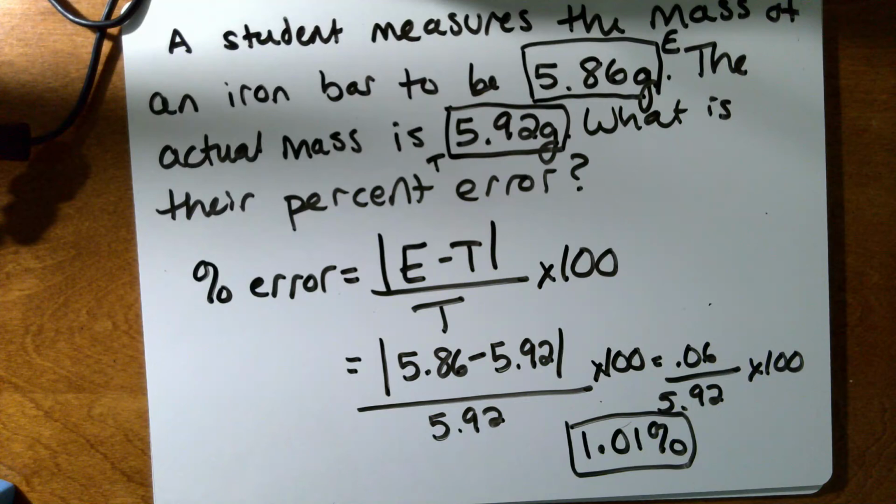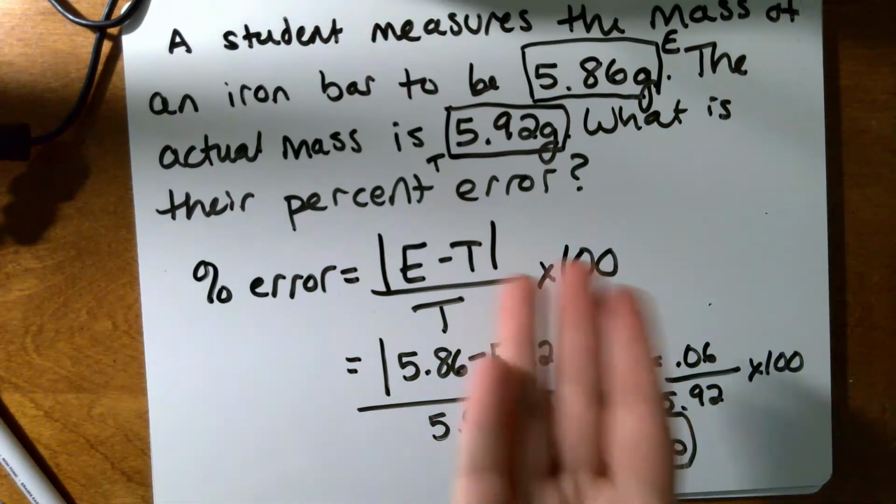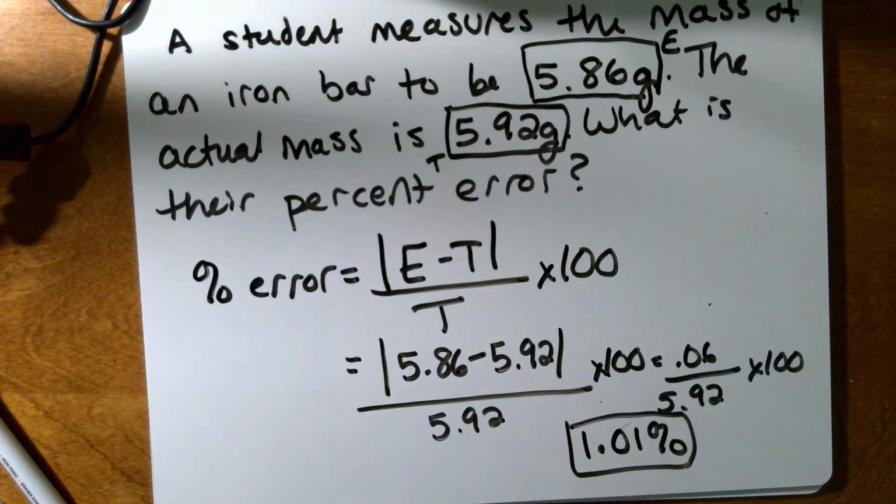The lower the percent error, the more accurate the experiment. So I would say that this is a pretty high degree of accuracy, which makes sense because the student was just measuring mass of an iron bar, right? So that should be pretty accurate. The more complex the experiment, the higher the percent error is likely to be.